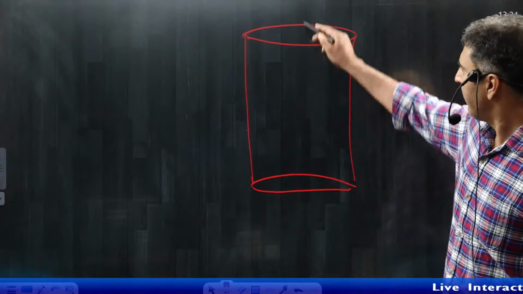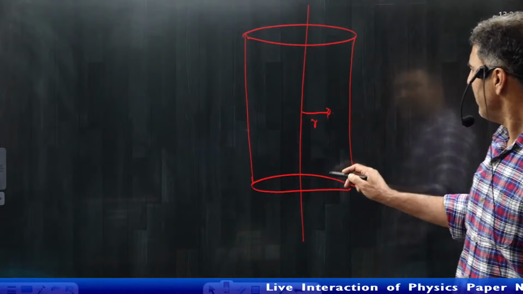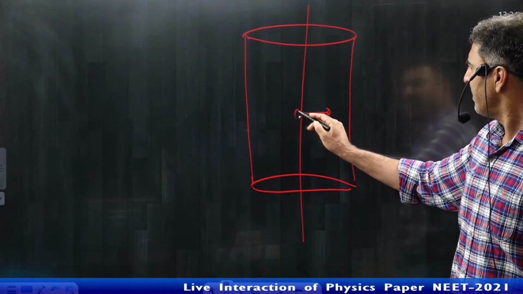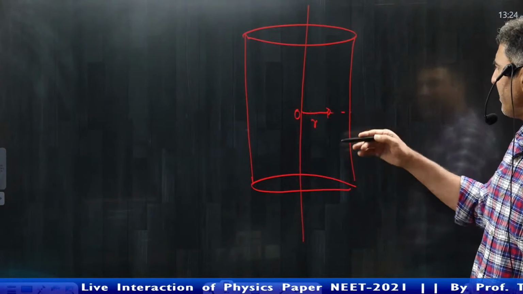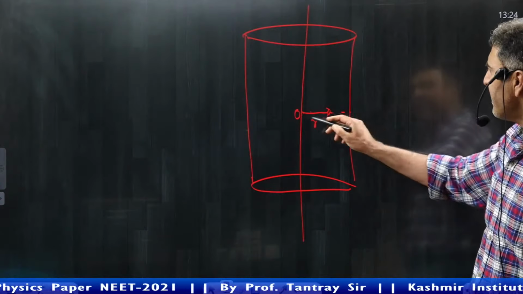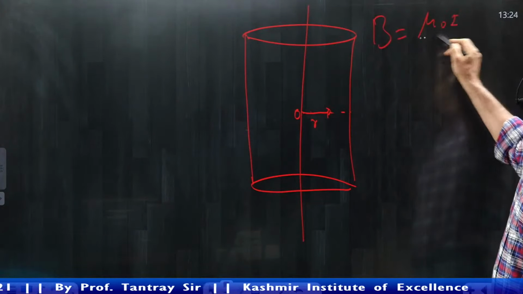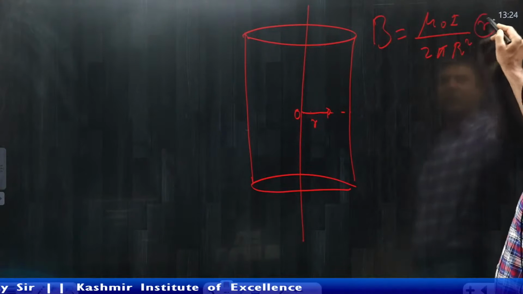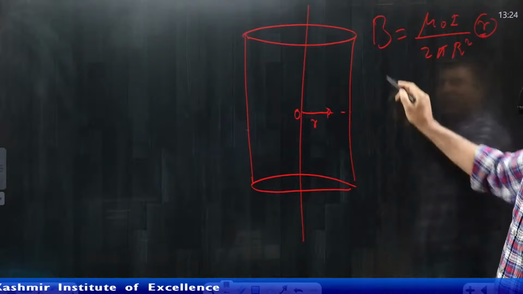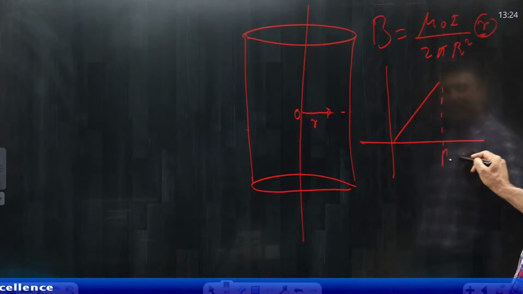It's a current carrying conductor, and here at R the magnetic field at the axis is 0, and from the axis onwards to the surface it increases linearly, so I will get the equation B is equal to mu 0 I by 2 pi R square times small r. So it increases as small r. So the graph should be like this up to the radius.